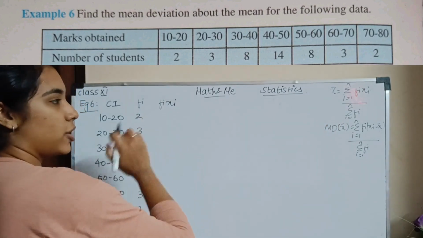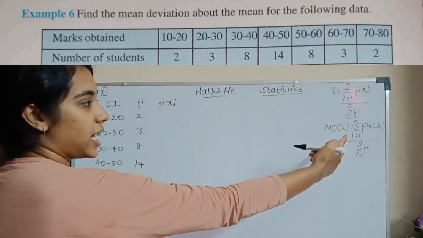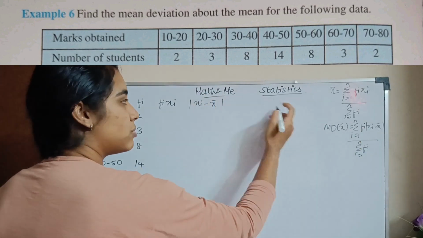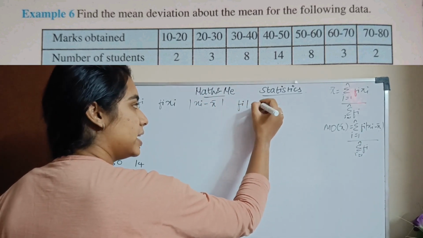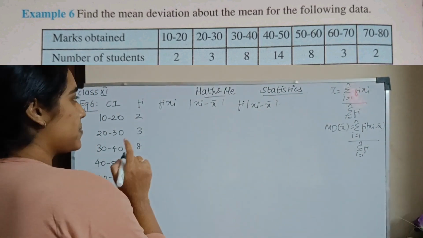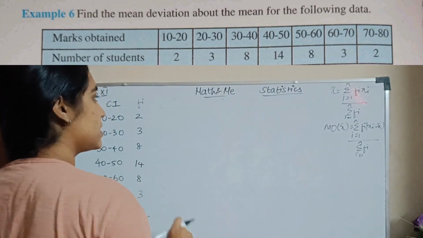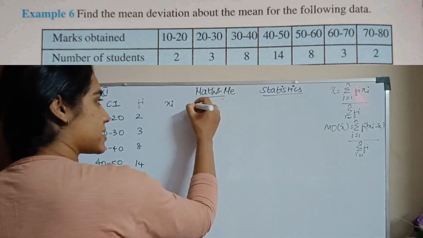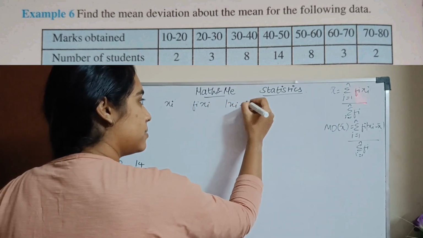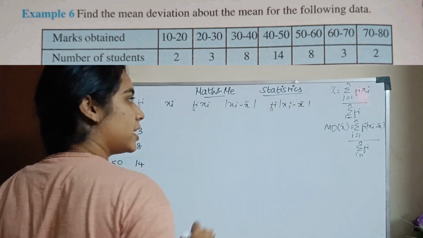So I need fi xi for mean. Sigma fi, I can find the sum of all this. Then I need the modulus of xi minus x bar. Then I need to multiply the two values, so I have fi times modulus of xi minus x bar. Correct? So these are all the values that I need. First fi xi. For that I need to know what my value of xi is. So I have to find fi xi, then I'll write the rest of the values. Fi xi, then xi minus x bar, then fi times xi minus x bar.